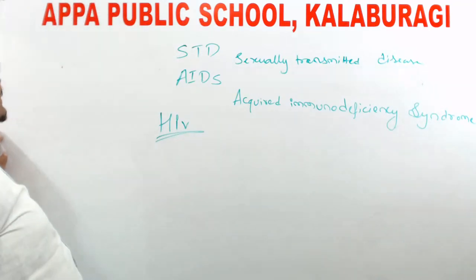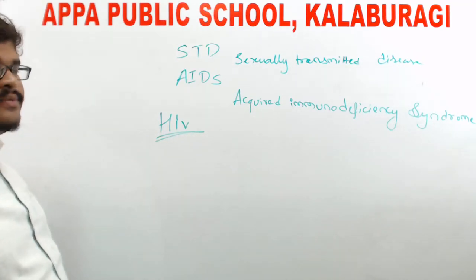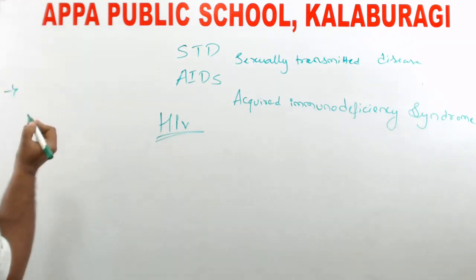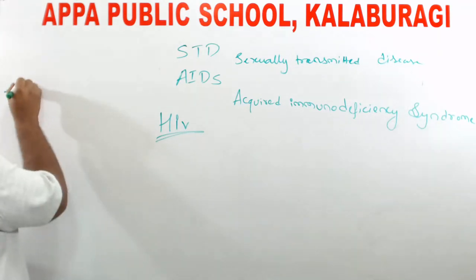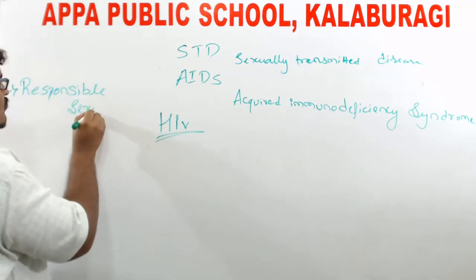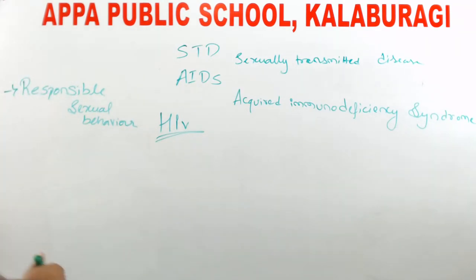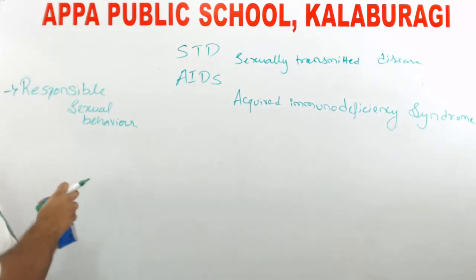There is a proverb, that is, prevention is better than cure. So how can we prevent this HIV infection? HIV infection can be prevented by various methods, like appropriate sexual behavior, or you can say responsible sexual behavior. Responsible sexual behavior is one of the most important steps in preventing HIV.